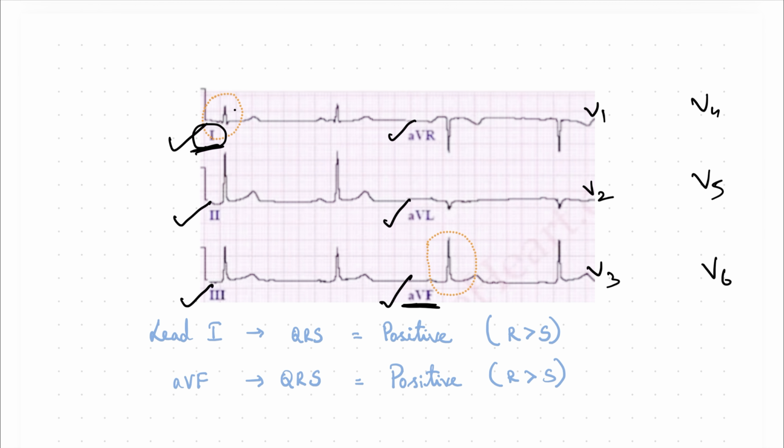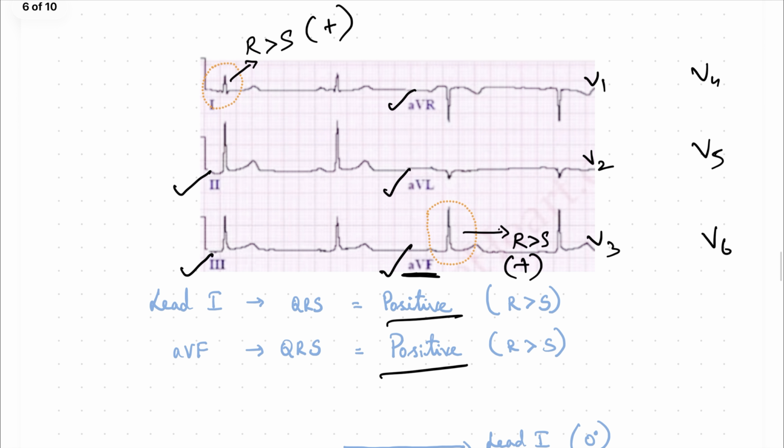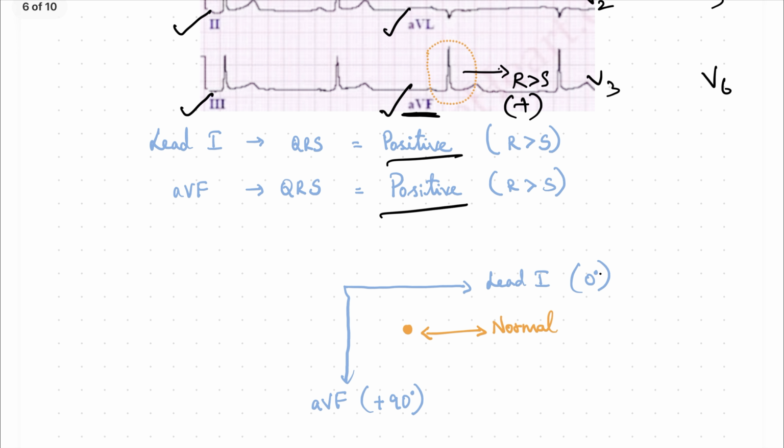So here you can see the QRS complex. The QRS complex shows you that the R is greater than S here. Yes, which means it is positive. Coming to here, here also you have the R wave greater than S, which is again positive. So it's positive, positive. We know that this is lead 1 and this is AVF, 0 and 90 degrees, both of them positive, lying here, and it's normal.